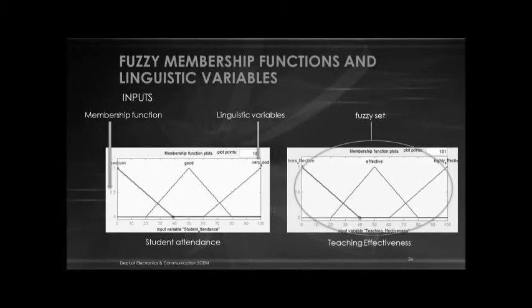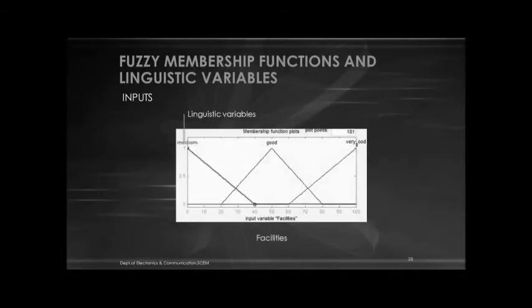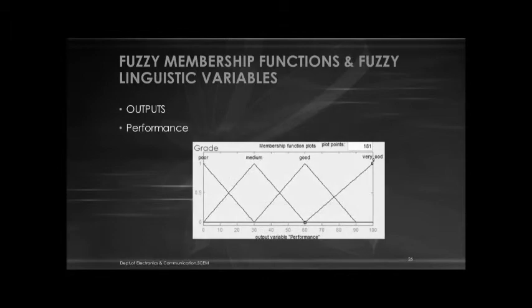These are my three inputs. Here on the y-axis 0 to 1, this variable is a membership function. Then very good, good, and medium are my linguistic variables. And then combining the membership function and linguistic variables are called fuzzy sets. This is the third input, facilities, where linguistic variables are medium, good and very good. Then this is my output, the student's performance.